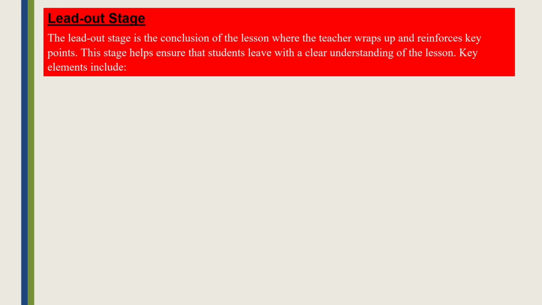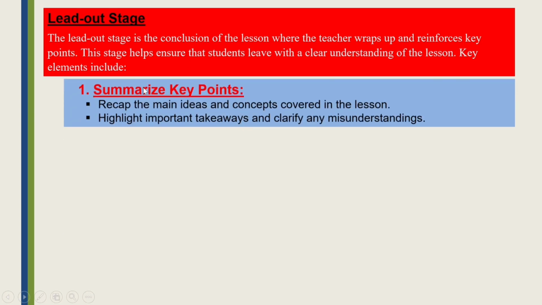Now we're going to move to the lead-out stage. And the lead-out stage is the conclusion of the lesson where the teacher wraps up and reinforces key points in the lesson. This stage helps ensure that students leave with a clear understanding of the lesson, and the key elements of the lead-out stage or the conclusion of the lesson are: number one, summarize key points in your lesson.